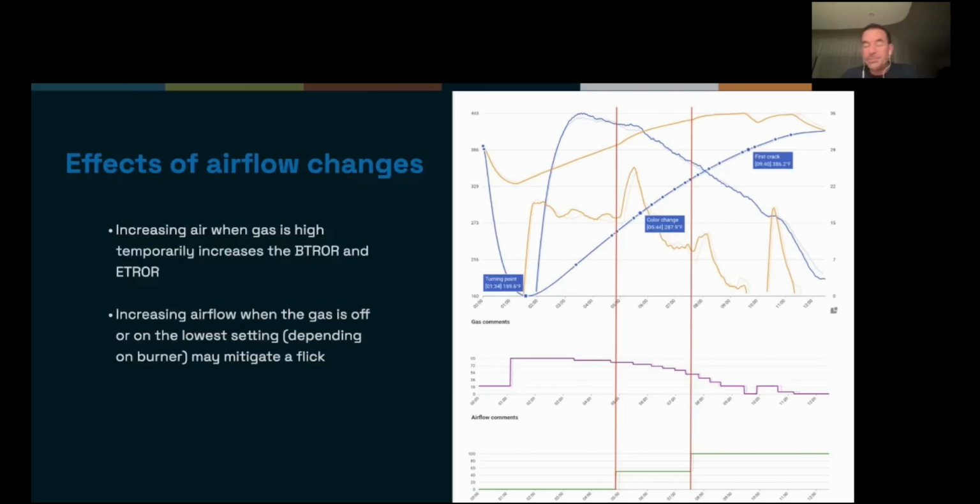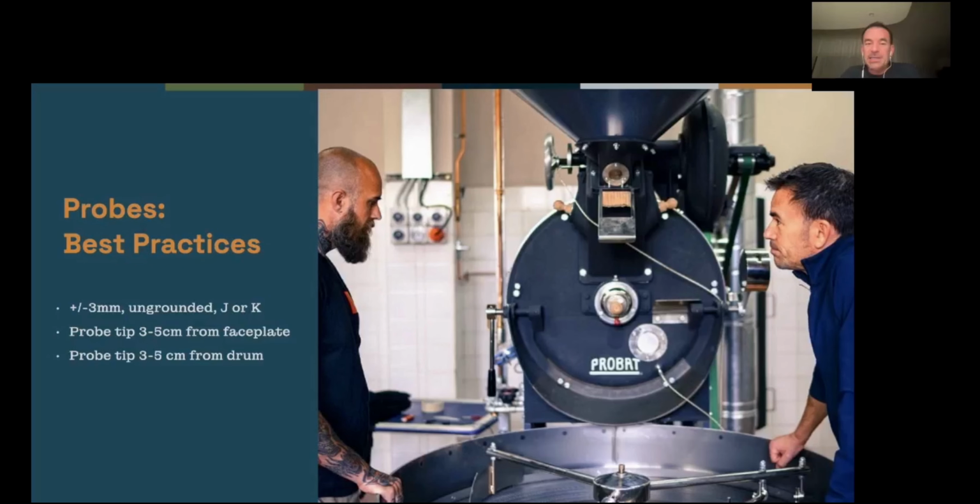When it comes to probes, smaller tends to be better. If your probe diameter is 1 to 3 millimeters, maybe 4 millimeters, that's good. If it's larger, the probe will have what's called thermal lag. So the probe has its own mass, and because of that, the probe will always be catching up a little bit to the bean temperature.